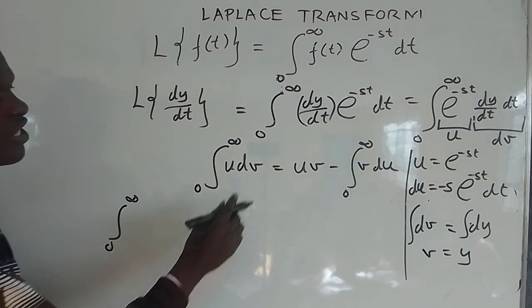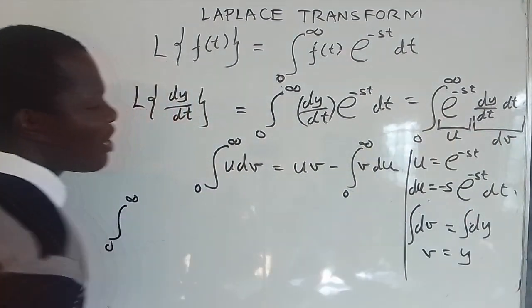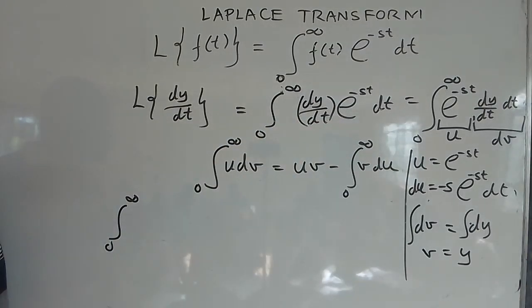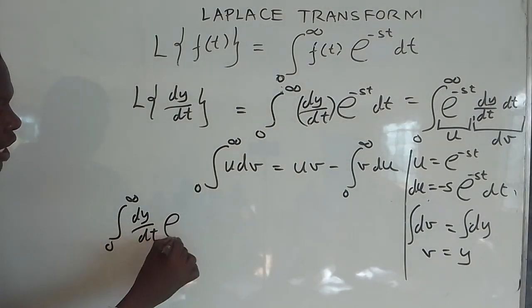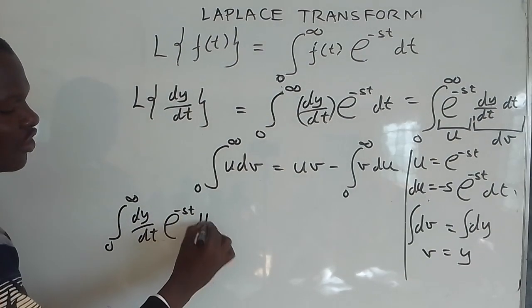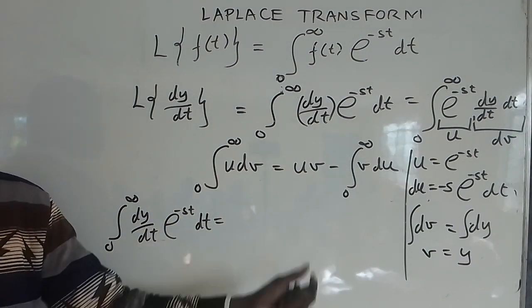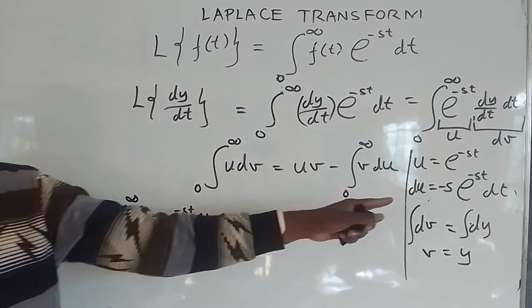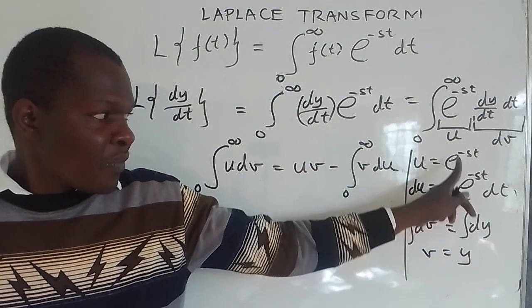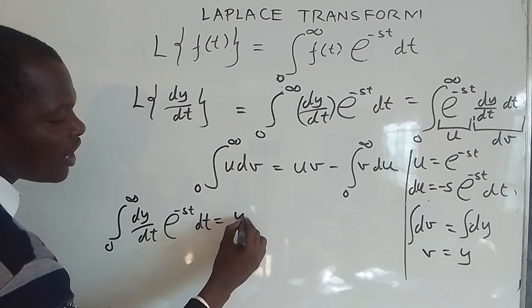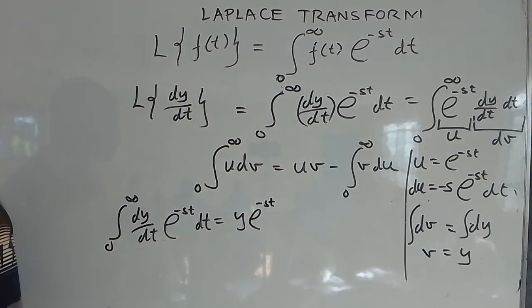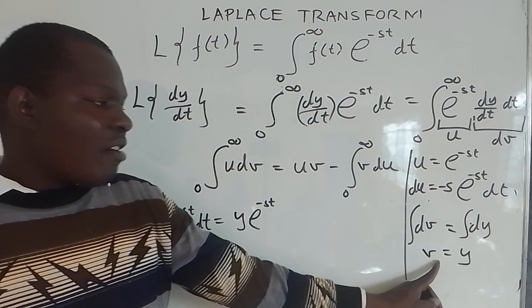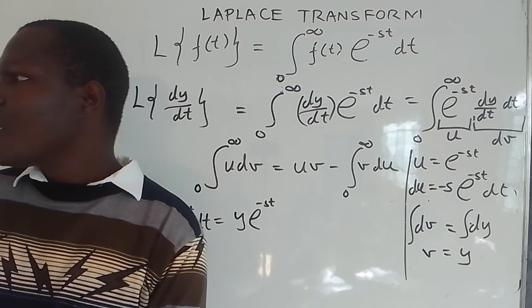Exponential negative st dv. What is your dv? The whole of that, meaning you just report back the whole problem, isn't it? So the integral of dy/dt times exponential negative st dt, which was the original problem, is equal to what? uv, isn't it? uv is u times v. It is y exponential negative st. Are we together? Y exponential negative st. Now, if you have v equal to y, this is what it implies.